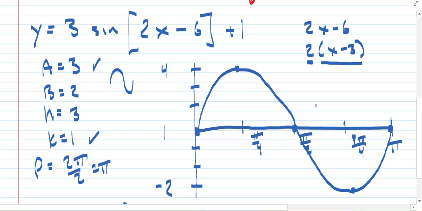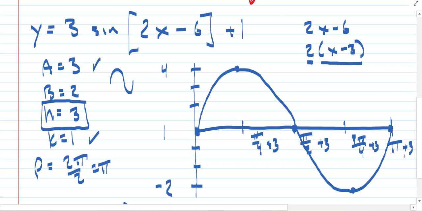Now you may be thinking, hey, he forgot the horizontal shift. I did not. The horizontal shift is 3. And it's 3 units to the right. So all I'm going to do is just add 3 to each of these values. That's kind of like the quick and easy way to do it.